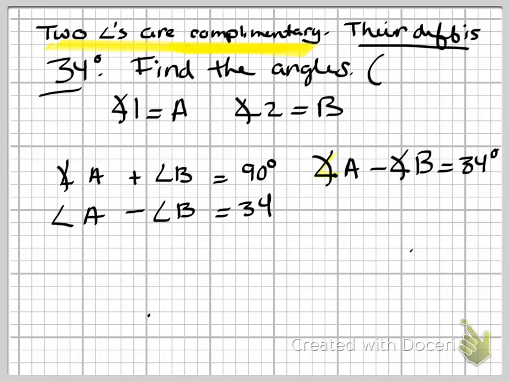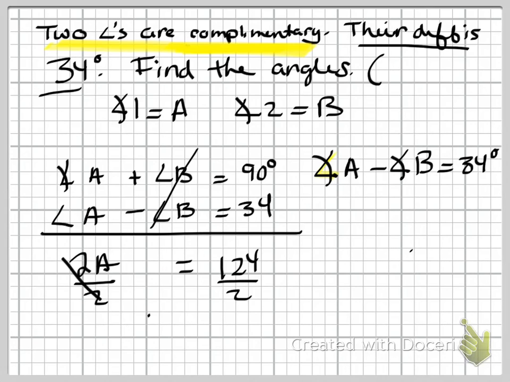Can I eliminate here? Can we eliminate, Mary? What am I eliminating? Angle B. There we go. And so I get 2A equals 124. Divide by 2. And A equals 62. Okay, so one angle. Now what am I doing?